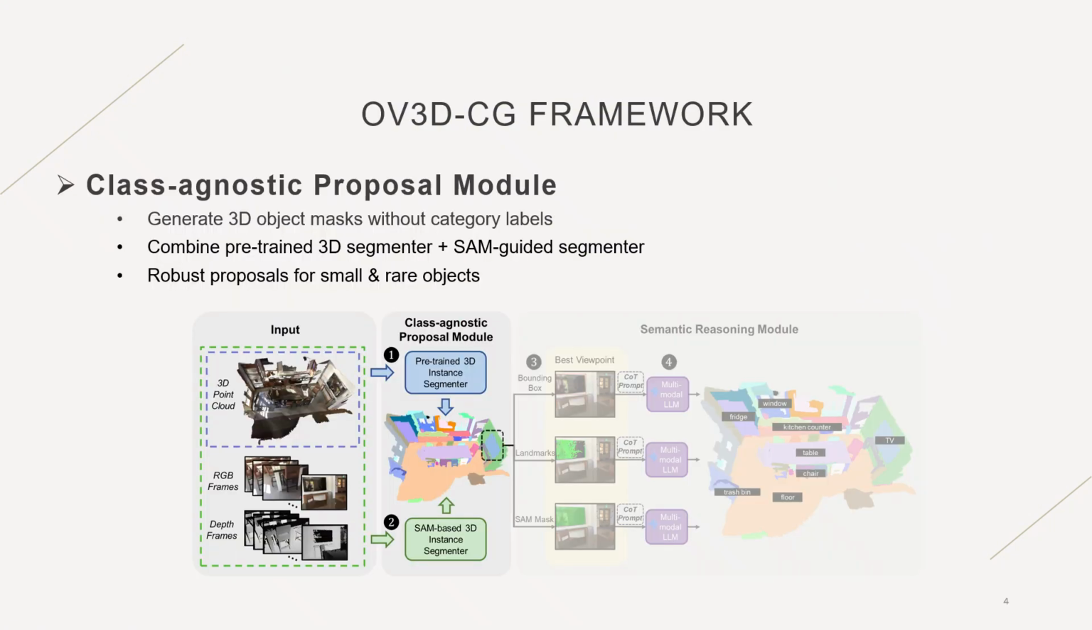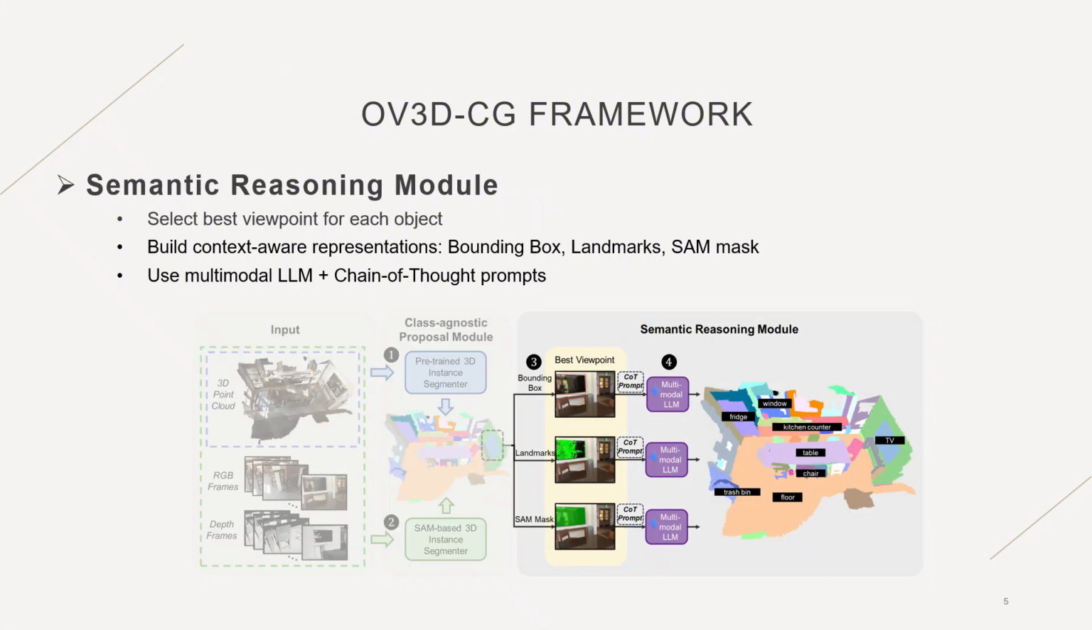First, the proposal module. Here we generate 3D instance masks without relying on category labels. We combine a pre-trained 3D segmenter with a SAM-guided segmenter. This gives us reliable object proposals, even for small or rare objects. Second, the semantic reasoning module.